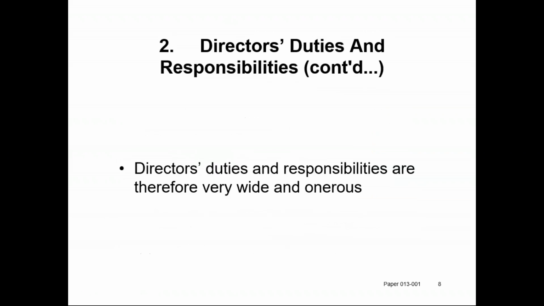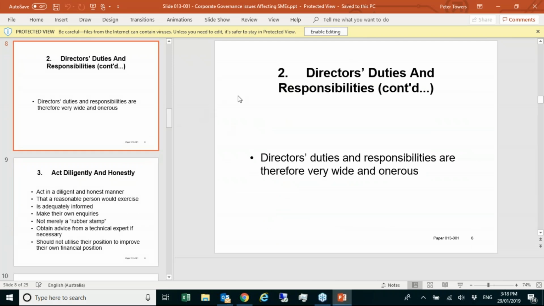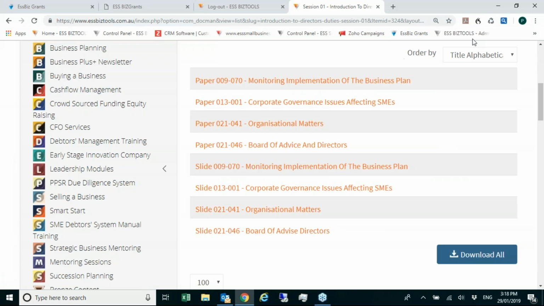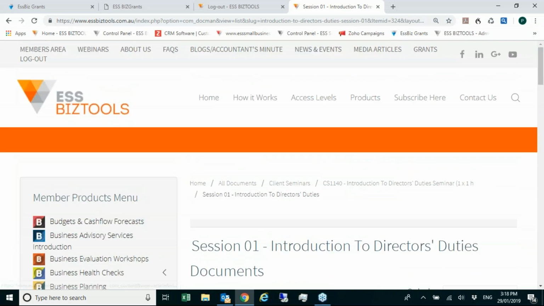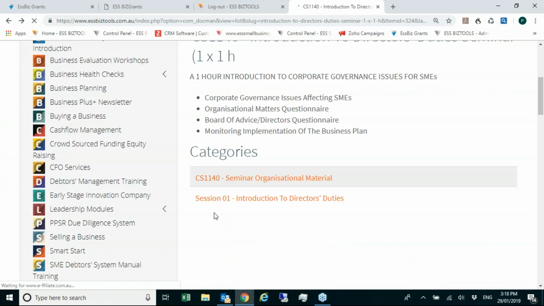So that's all there, ready for you to go. There's a few new seminars to be put into the system. We've got seminars for crowdsourced funding, which at this stage are in the crowdsourced funding area, but they're also going to be put into the seminars.